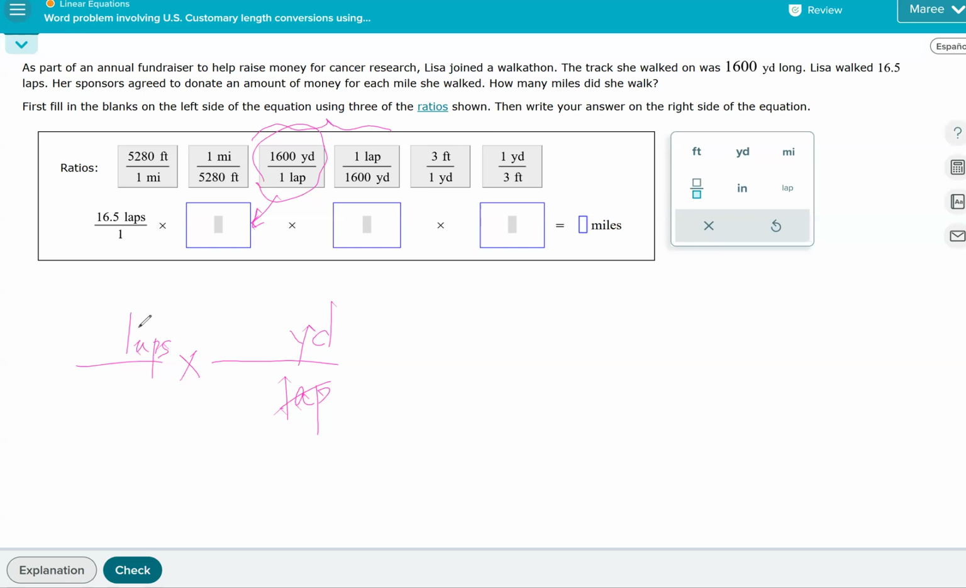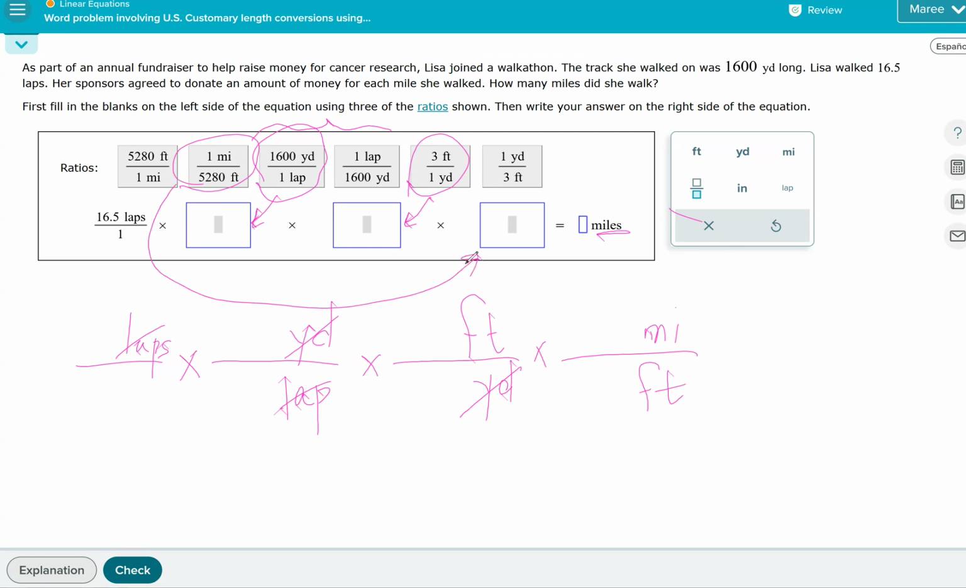Then let's see, these cancel. Now we're going to want yards in the denominator. And what are we changing yards to? So if you look, yards is with feet. So we'll change that to feet, 3 feet in 1 yard goes right there. The yards will cancel. Then we look at the last one. We need feet to cancel, and it looks like we want miles in the end. So we'll use the ratio that has feet in the denominator. There we go. That'll be the last one. Boom. Okay, so these will cancel. We're left with miles, which is what we want.